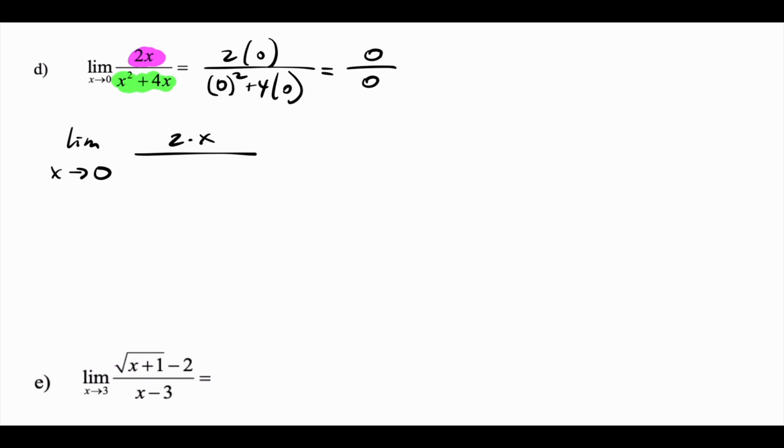Bottom is a binomial. Does the green have a GCF? X, right? It does have a GCF of x. That leaves x plus 4. So the top I have 2 times x. The bottom I have a monomial of x times the binomial x plus 4. What cancels out? There you go. The x's cancel out, right? They become 1s. So now I have 2 by itself on top, x plus 4 on bottom. Let's try to plug in 0 now.